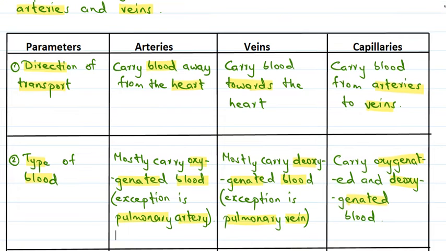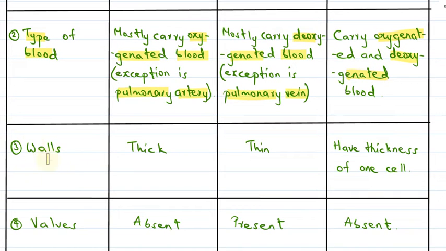Okay. Then we saw the type of walls that they have. So arteries have thick walls, veins have thinner walls, whereas the thickness of walls in case of capillary is of one cell. Okay, so their walls have thickness of one cell. Next parameter we considered was valves. So valves were absent in case of arteries, whereas they are present in case of veins, and again they are absent in case of capillaries.